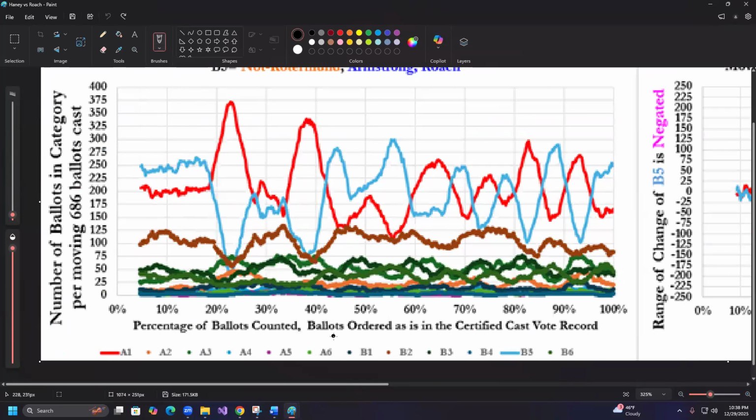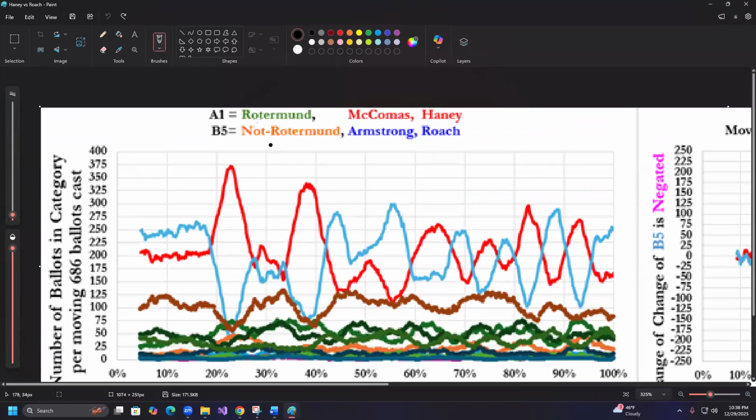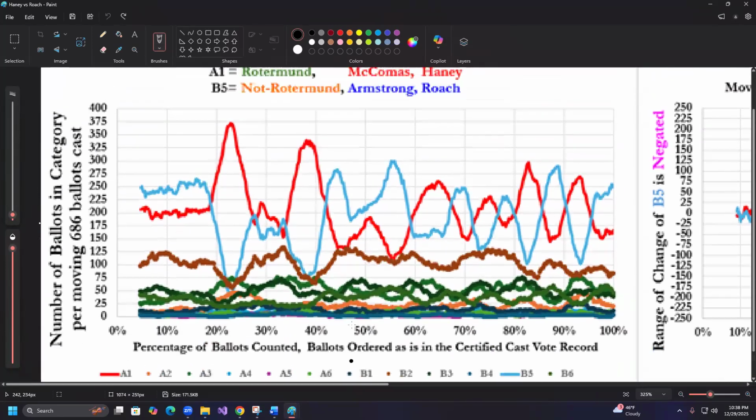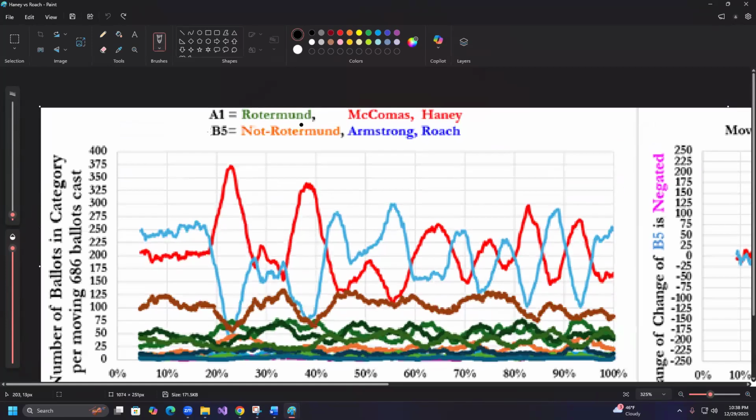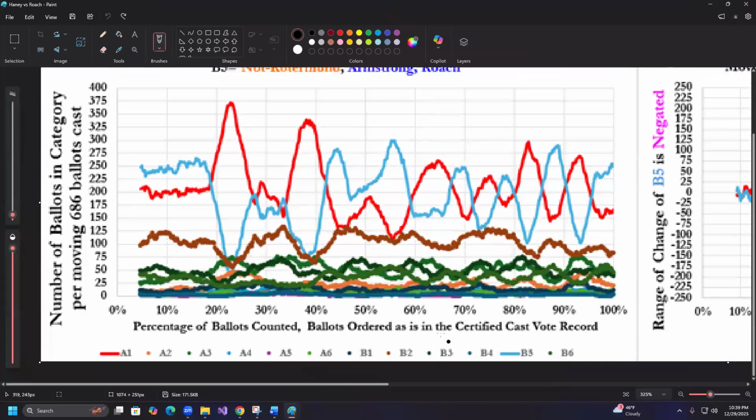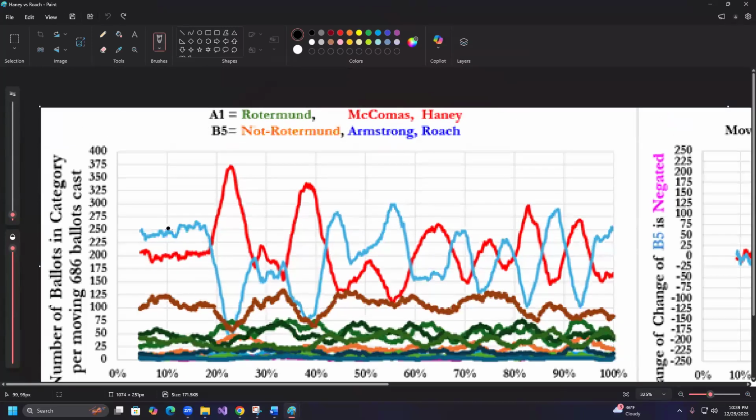Yeah, look at that. How about that? Every other type of vote total is flat and inert. So, for instance, if we said not Rotterman, McComas, Haney, it's probably somewhere down here doing jack all. If we said Rotterman, Armstrong, Roach, it's down here somewhere doing jack all. The only things moving in this cast vote record are Rotterman, McComas, Haney, and not Rotterman, Armstrong, Roach.